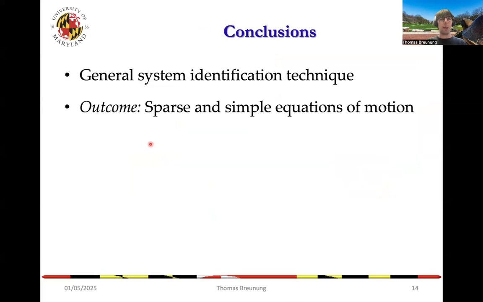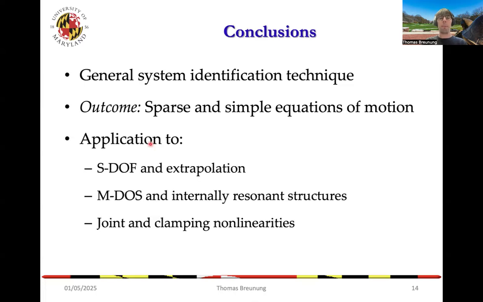So just to summarize what we have done, I have presented a general system identification technique, and the outcome are sparse, simple equations of motion for nonlinear oscillatory systems. I have shown application to single degree of freedom systems, where the obtained model extrapolates very well. Similarly, I have done a multiple degree of freedom system and an internally resonant structure. Last but not least, we have also looked into joint and clamping nonlinearities.